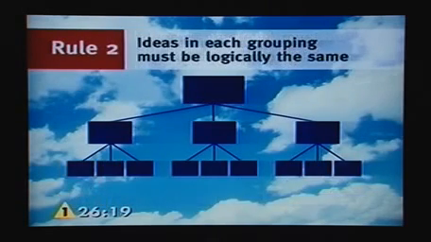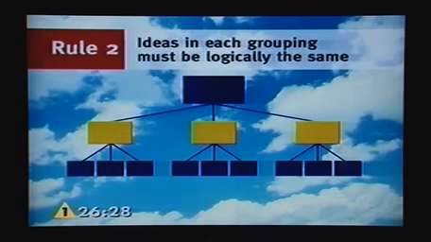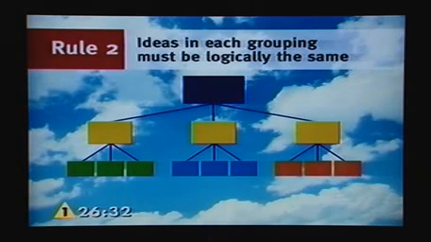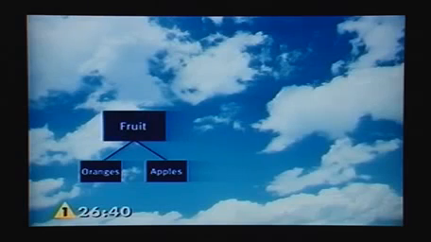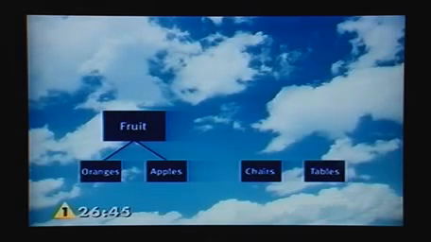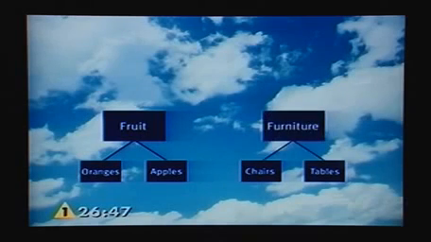Rule number 2. In order to be able to summarize a grouping of ideas to the next level, the ideas in the grouping must be logically the same. Now let me show you why this has to be the case. You can combine oranges and apples and call them fruit. And you can combine chairs and tables and call them furniture.